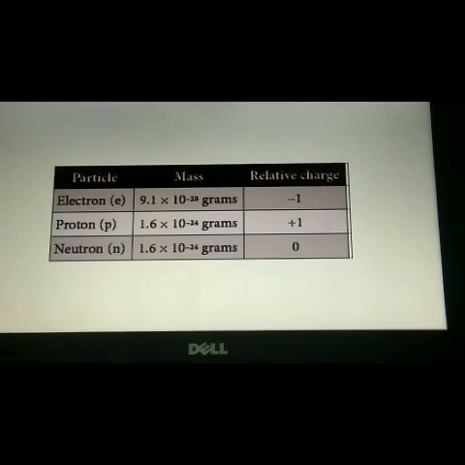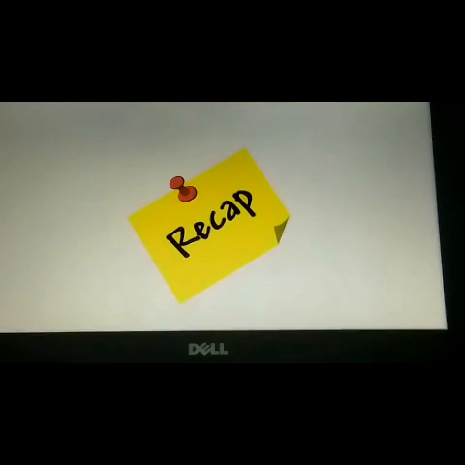So the mass of electron is 9.1 into 10 power minus 28 grams, while the mass of proton is 1.6 into 10 power minus 24 grams, and the mass of neutron is 1.6 into 10 power minus 24 grams. As for their charge, electron is a negatively charged particle, while proton is a positively charged particle, and neutron does not have any charge at all. So in today's session, we have seen what are all the fundamental particles of an atom, that is proton, electron and neutron, and how these fundamental particles have been discovered.